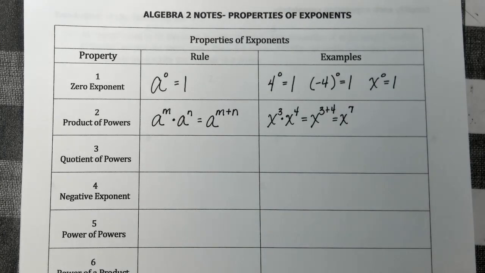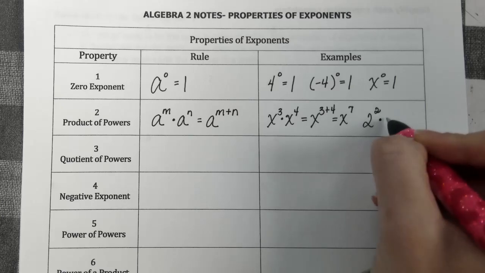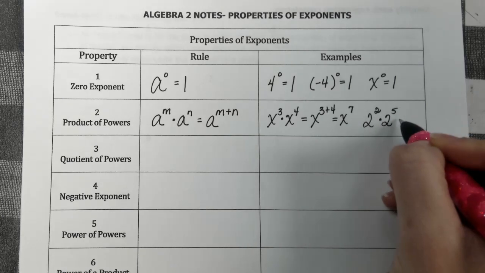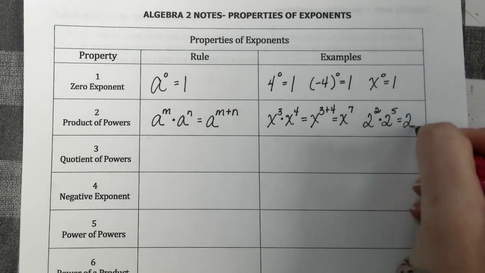You have to be careful because everyone's instinct is to see I'm multiplying like bases, so I need to multiply my exponents, but that's not the case. You add your exponents. Now if you had something like 2 squared times 2 to the 5th, that would be 2 to the what power?